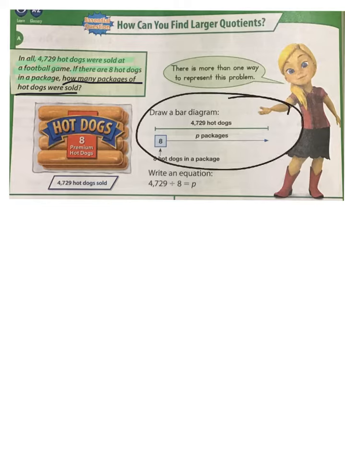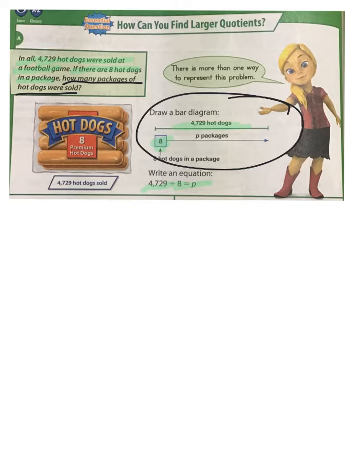On the top of the bar diagram, we start with our total number of hot dogs. Then we are going to divide them with each hot dog being in a pack of 8. So we need to find out how many packs of hot dogs were sold. Our equation is 4,729 divided by 8 equals P, which stands for packages.